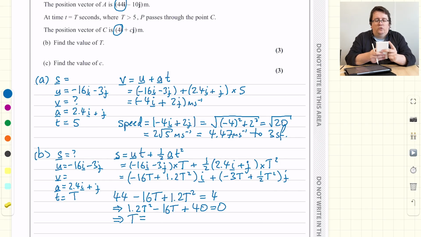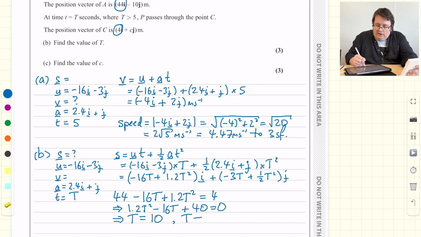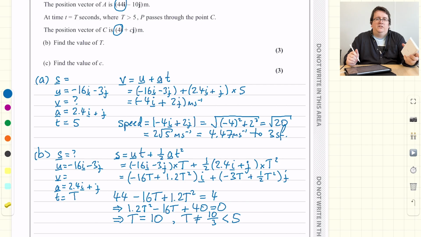So let's solve that quadratic. So 1.2 x squared take away 16x plus 40. So we get 10 thirds, or 10. So T must be equal to 10. It can't be equal to 10 thirds because that's 3.3 recurring, and we know that T has to be greater than 5. So find the value of T, we've done that, T is equal to 10.